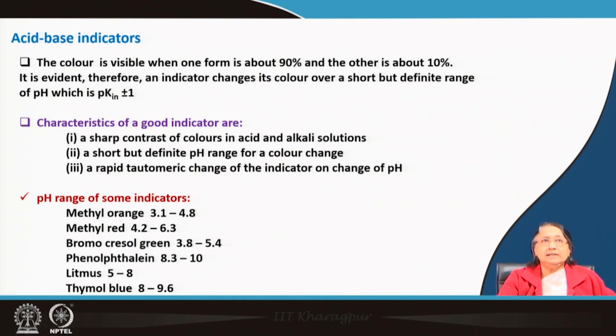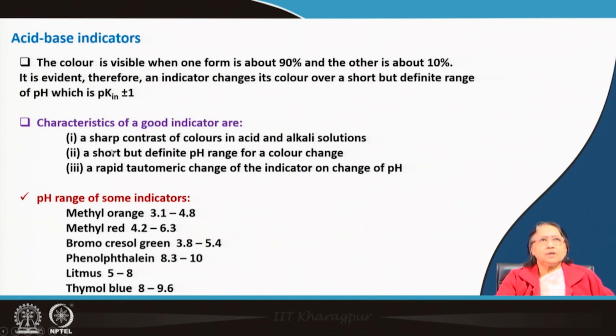Okay. Each indicator has its characteristic pH range where it changes its color, and that is coming from here only. So, 3.1 to 4.8, this is the range for methyl orange. For methyl red, 4.2 to 6.3. Okay. So, there are different ranges where it changes the color. For phenolphthalein, 8.3 to 10.